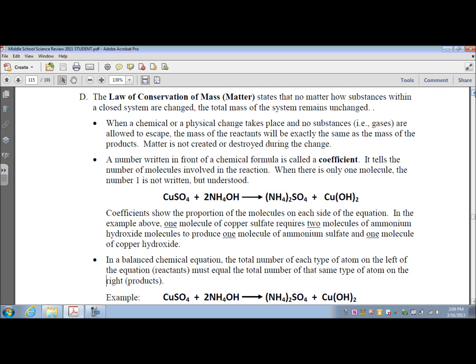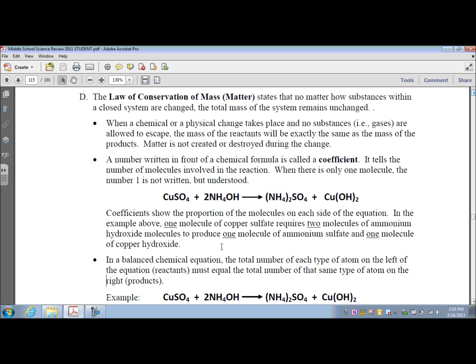A number written in front of a chemical formula is called a coefficient. It tells the number of molecules involved in the reaction. When there is only one molecule, the number 1 is not written, but understood. So in this example, Cu does not have a number written in front of it, so we just assume that it has 1. Whereas here, there's a 2 in front of the N, so we then know that there are 2 nitrogens.